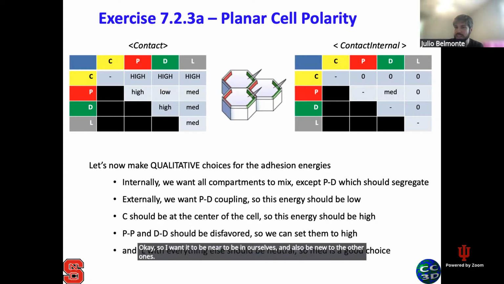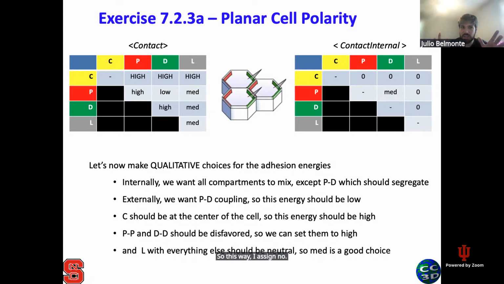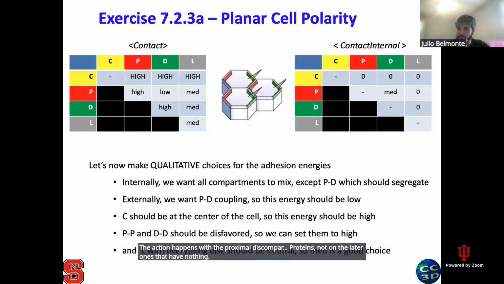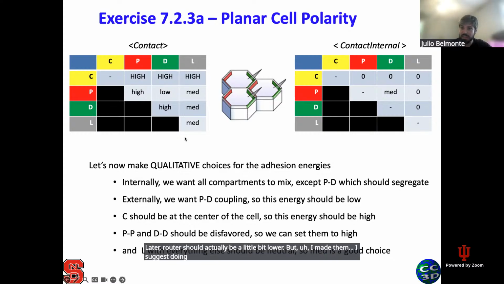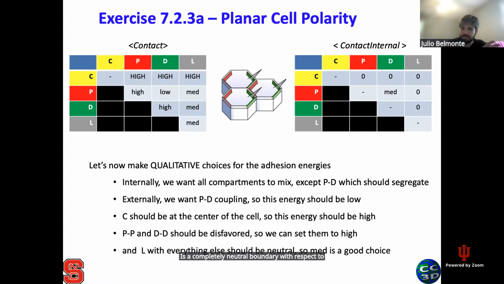So this way I assign no active property to whatever proteins are in the lateral one. It's more the absence. The action happens with the proximal distal proteins, not on the lateral ones that have nothing. So maybe you can see maybe there are cadherins there, and then maybe lateral should actually be a little bit lower, but I suggest doing them all medium because then it's a completely neutral boundary with respect to everything else. Okay.